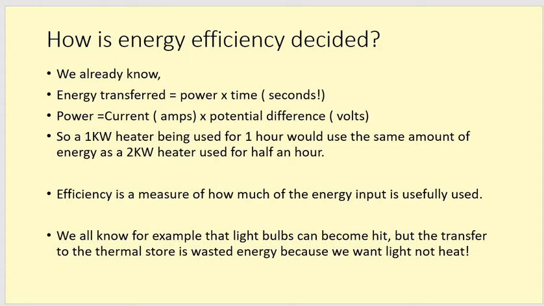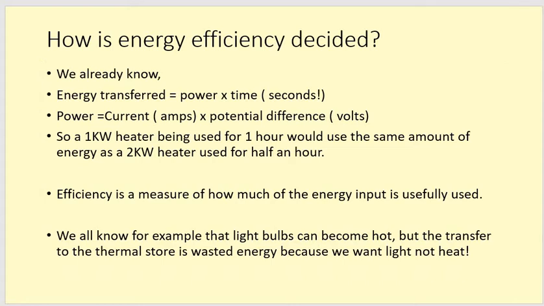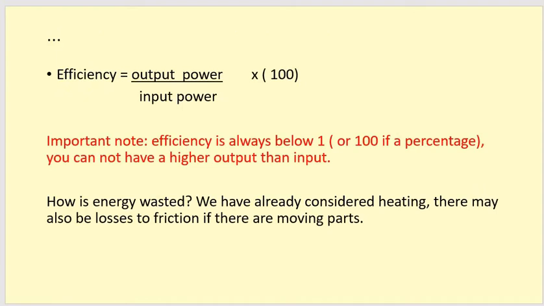So we know, for example, if you're changing a light bulb, you may have watched your parents change a light bulb, you may well have seen that they put a tea towel around their hand when they take out a light bulb that has blown, is no longer working, because as well as producing light, they can also become hot. The transfer to the thermal store is wasted energy because we don't actually want to use a light bulb to heat something, we want to use it to brighten up the room. So you have useful energy and wasted energy.